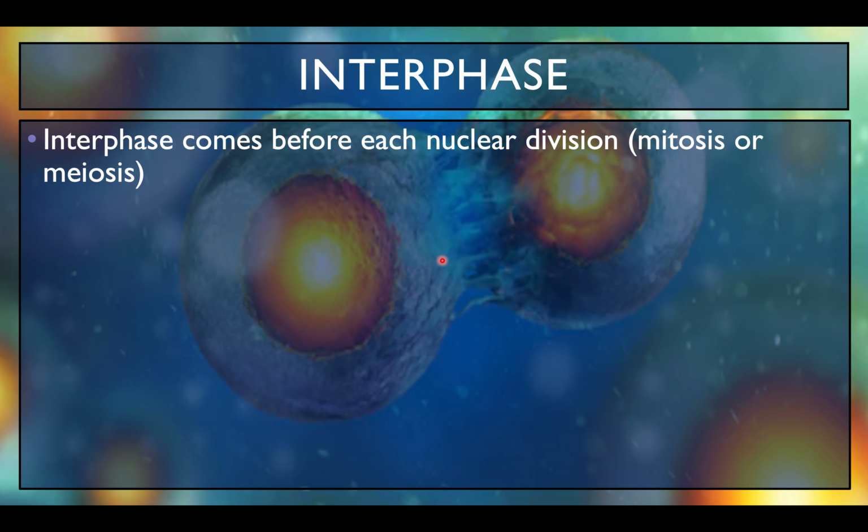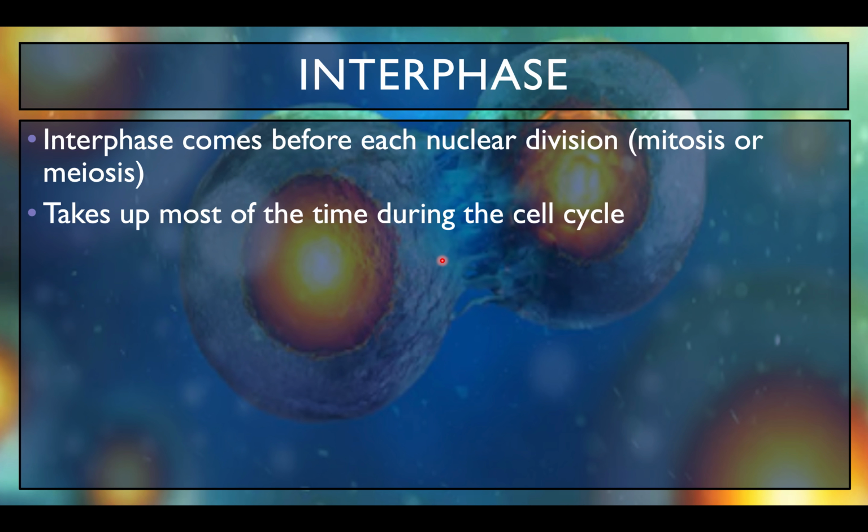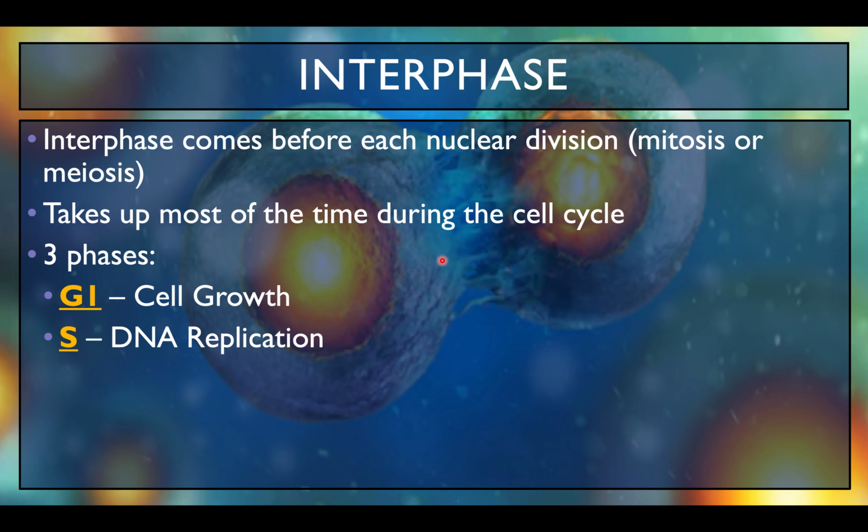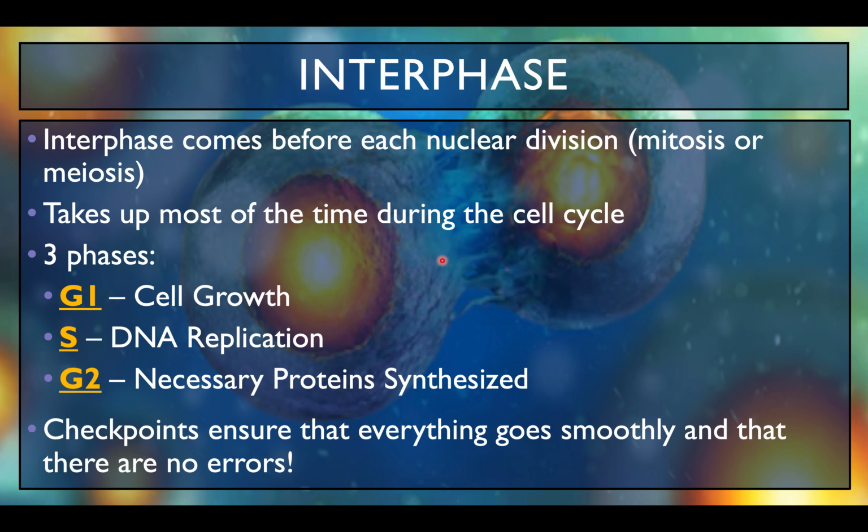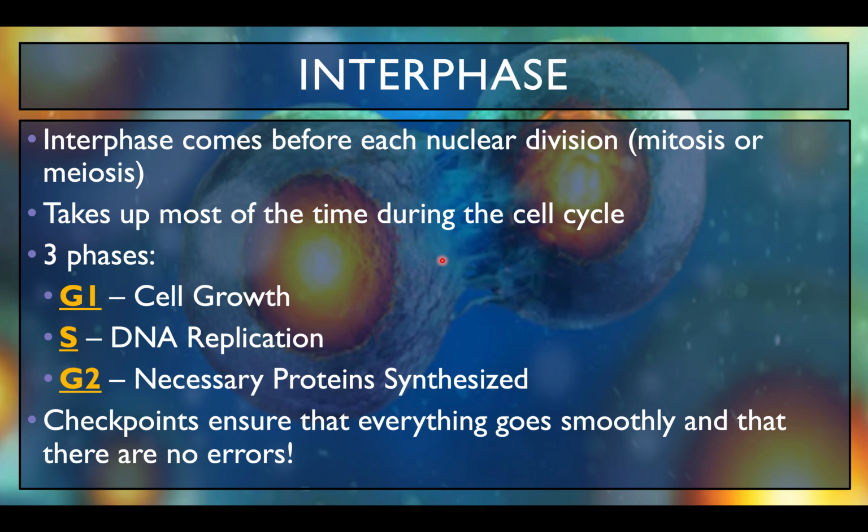So interphase comes before each nuclear division and after each nuclear division, okay? It takes up most of the time during the cell cycle. And there are 3 phases, as we saw in the previous picture. There is the G1 phase, during which the cell is growing, is doing its daily functions, everything that it needs to do to stay alive and grow. During the S phase, DNA replication occurs. And DNA replication is a complicated process that we are going to discuss during Unit 4. And G2 is when the necessary proteins for division are synthesized. Checkpoints between each of these phases ensure that everything goes smoothly and that there are no errors.